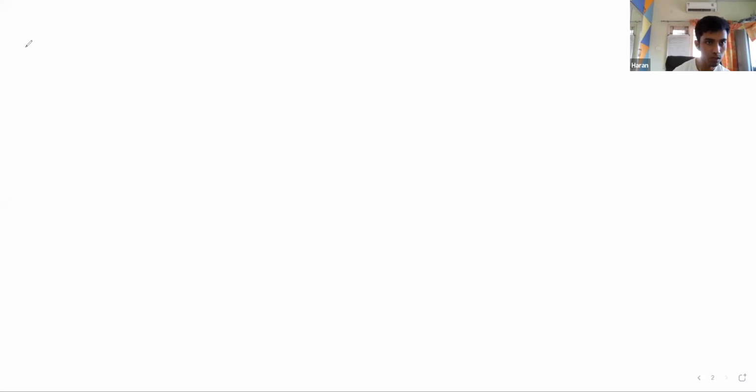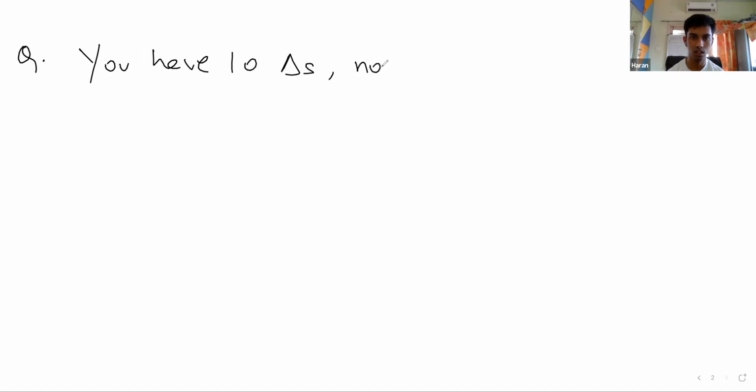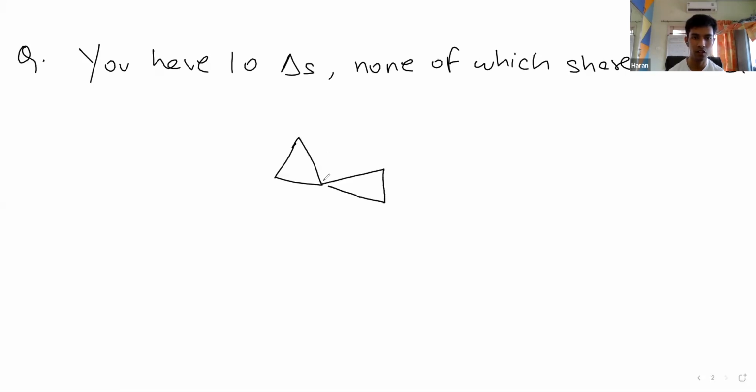We'll do another problem. Let's see. Okay. So prove that... let me not write this. Okay. So you have 10 triangles, none of which share vertices, right? So basically, you don't have any triangles like this and something like this, which share a common vertex. There are no common vertices.